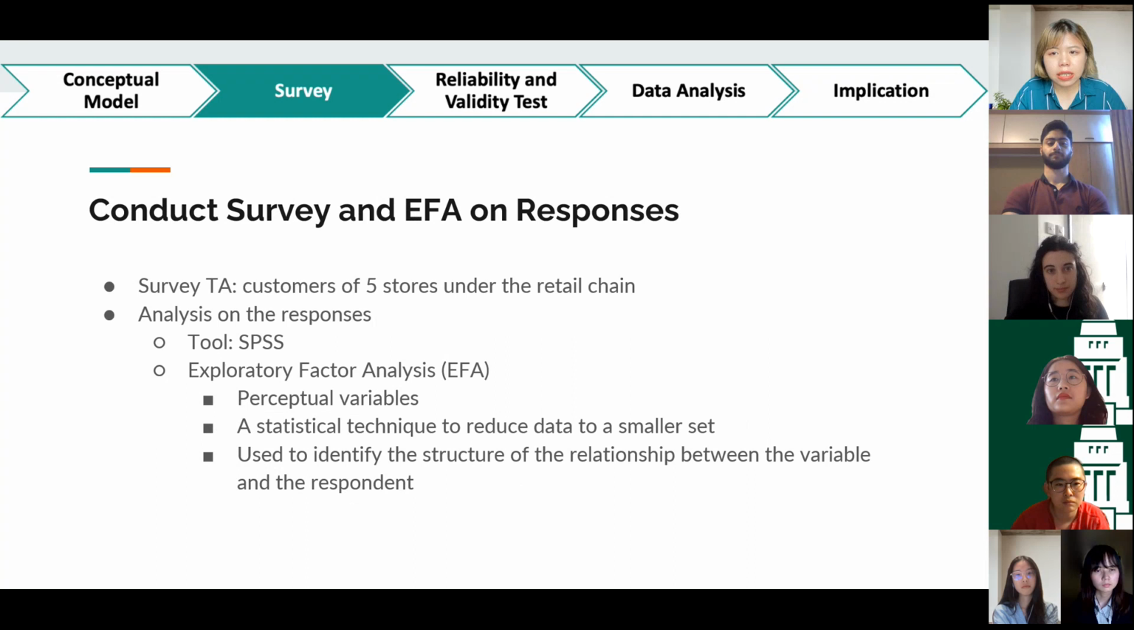After responses are collected, for the following few steps, we will be using the software called SPSS to perform the analysis. The first step of the response analysis is the exploratory factor analysis. EFA is a statistical technique to reduce the data to a smaller set by dropping bad items, and it's only applicable to perceptual variables. It is also used to uncover the structure of the relationship between the variables and the respondents, and also is the framework of the following tests.